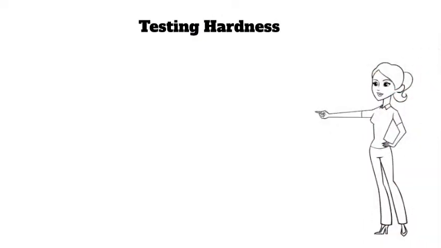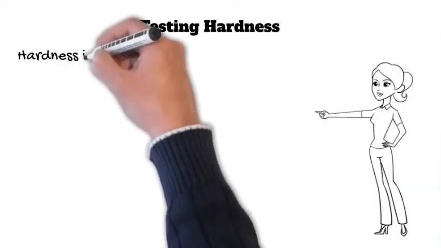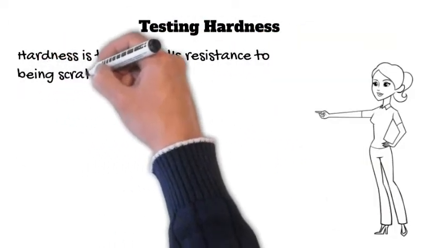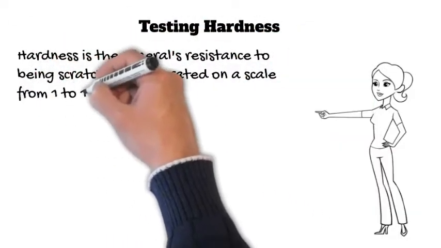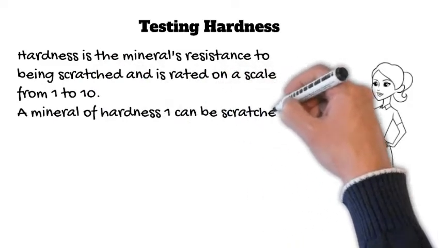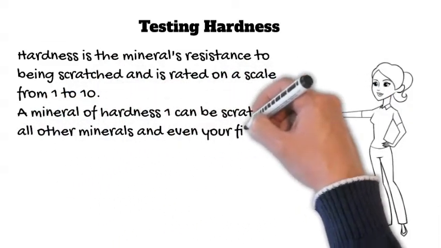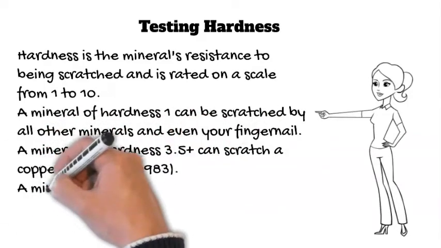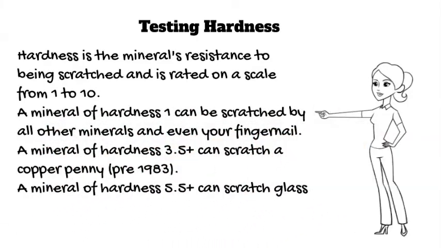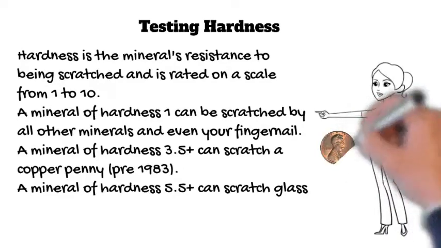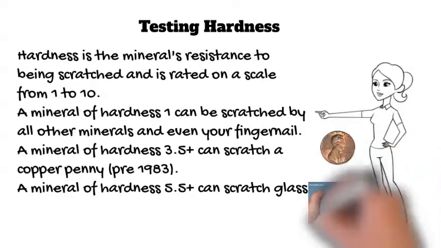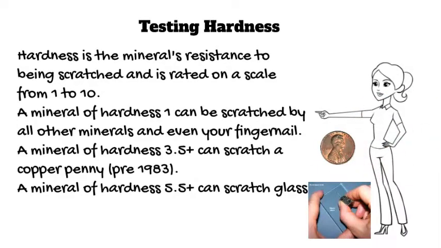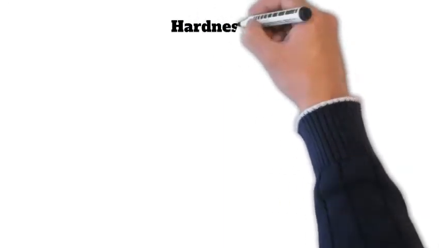Another physical property is the hardness test based on the Mohs hardness scale. The hardness of a mineral is its resistance to being scratched and is rated on a scale from 1 to 10. A mineral of hardness 2.5 can be scratched by all other minerals, even your fingernail, and a mineral of hardness 3.5 plus can scratch a copper penny, and if the mineral's hardness is 5.5 or more, it will scratch glass.